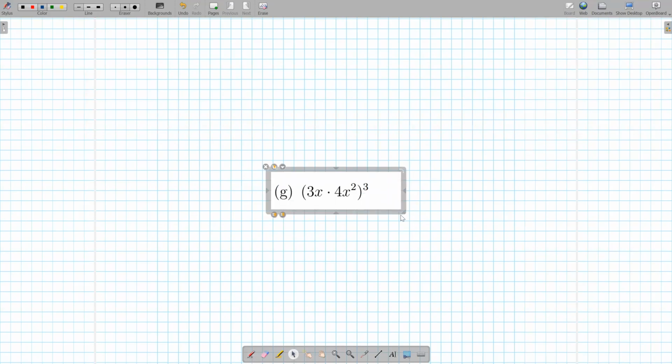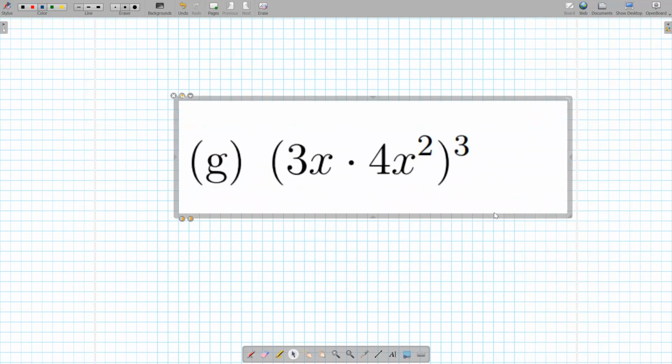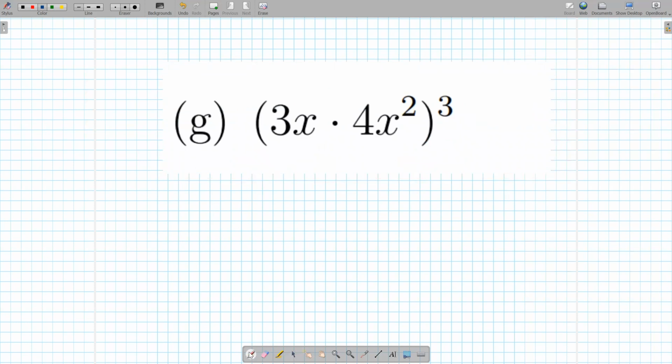Here, let's try simplifying this. So there's a bunch of things inside the bracket. So if you can clean up the inside first, that's always going to be helpful. So we're going to work our way from inside to outside. What do we get on the inside if we simplify them? Do you multiply the numbers? Yeah, the numbers you would multiply, yeah. 12x to the power of 3.